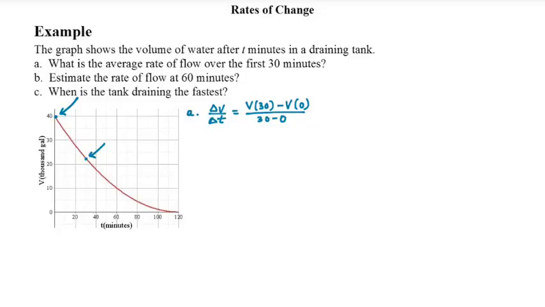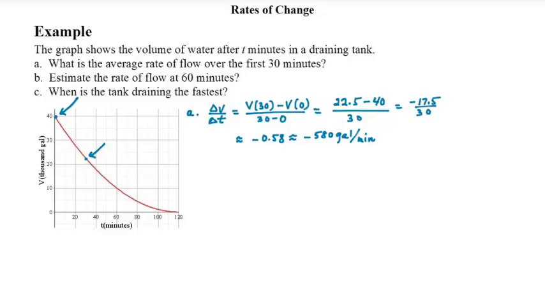And we're now going to use the graph to estimate the values of v. So v of 30 is approximately 22.5, and v of 0 is 40, and then delta t is 30. And now we just need to do the arithmetic. So the numerator is minus 17.5 divided by 30, which gives us about 0.58. And then I'm going to multiply by 1,000, because those are the units along the volume axis, and we get an average rate of change of minus 580 gallons per minute. And it's a negative value because the volume is decreasing.